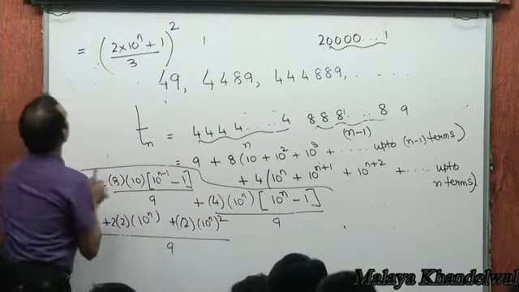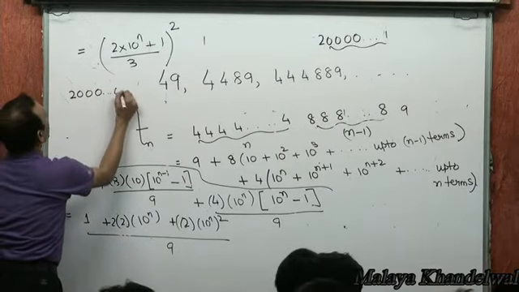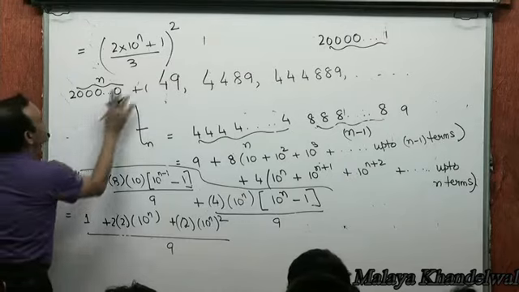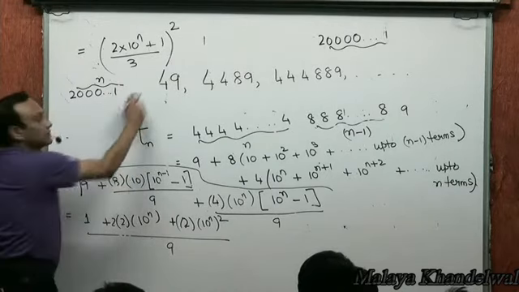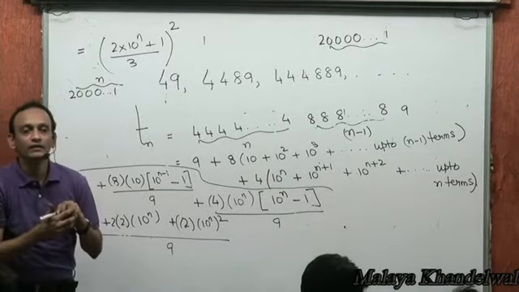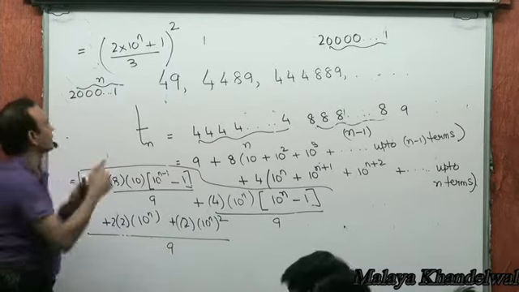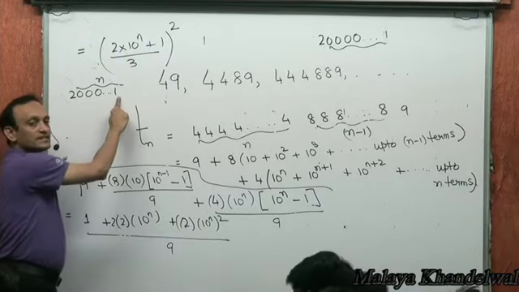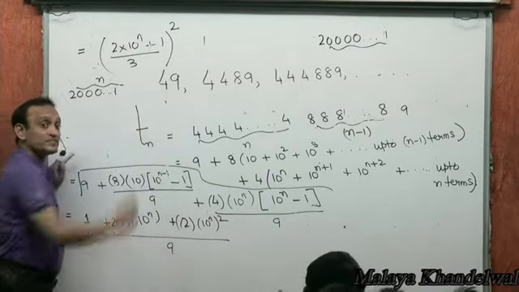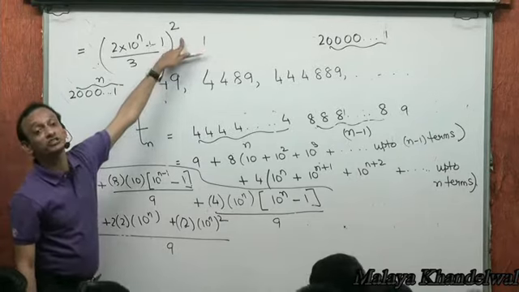2 into 10 to power n, what does it mean? 2 followed by n zeros. Right? Plus 1. Which is this then. How do you know if a number is divisible by 3? If the sum of the digits is divisible by 3. In this case, sum of the digits is 3, which is divisible by 3. Therefore, the numerator is divisible by the denominator. Therefore, it's an integer, and therefore, it's square of an integer.